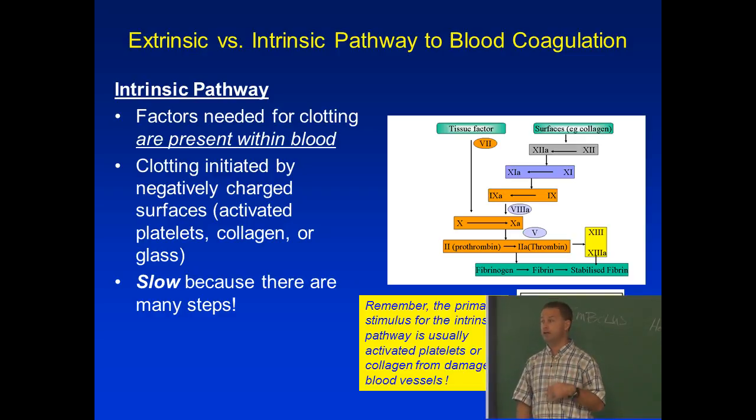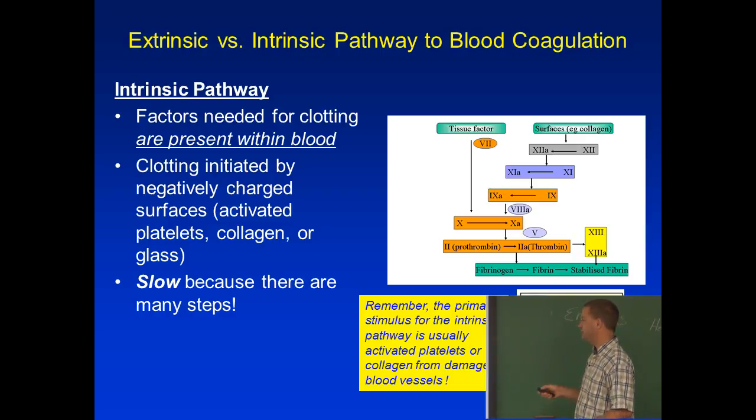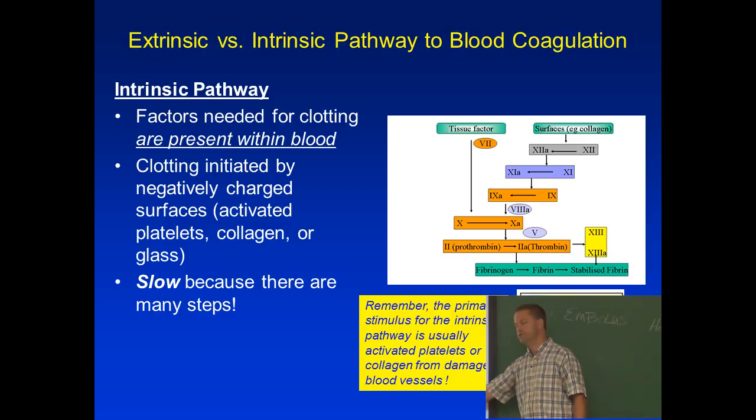If you were taking a higher level class, you would learn the names of all these different factors that help to assist with blood clotting. Suffice it to say that in the intrinsic pathway, the clotting is initiated by negatively charged surfaces, for example, collagen molecules, activated platelets, things like that. But it's a slow process because there's all these different steps. So the primary stimulus for this intrinsic pathway is these activated platelets or exposure to collagen fibers within the blood vessels.